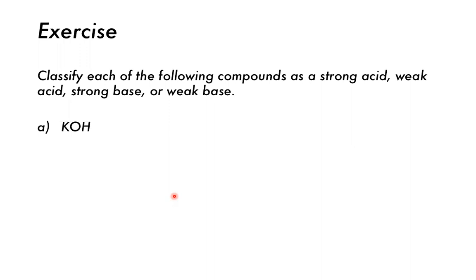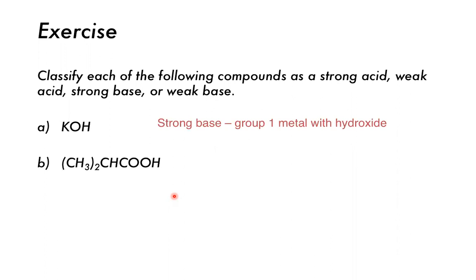Okay, so according to the rules that we learned on the previous slides, anything from group 1 or group 2 with hydroxide is going to be a strong base. So yeah, strong base, group 1 metal with a hydroxide. Okay, here we have some form of carboxylic acid. It looks like a butanoic acid.